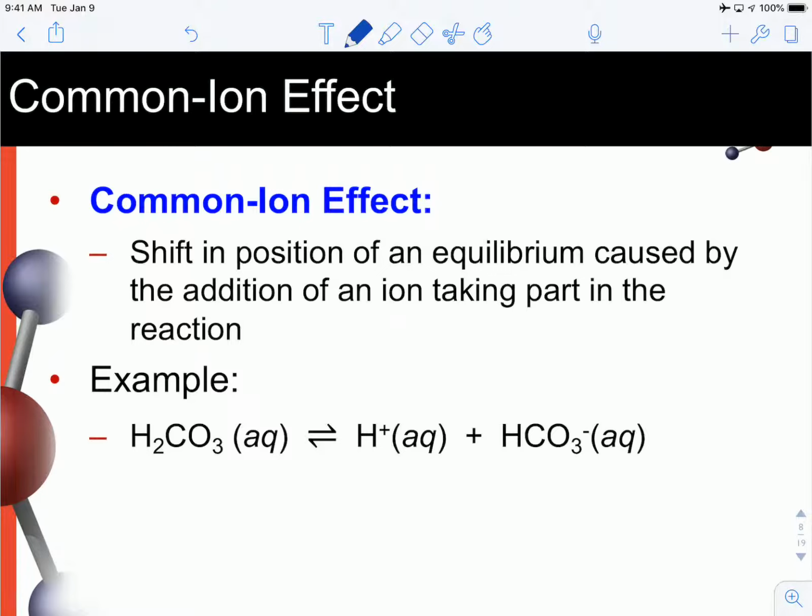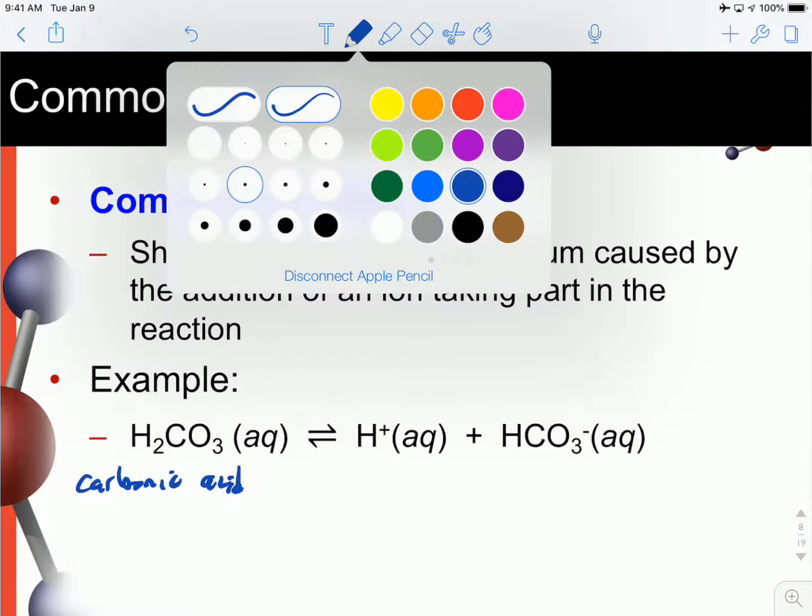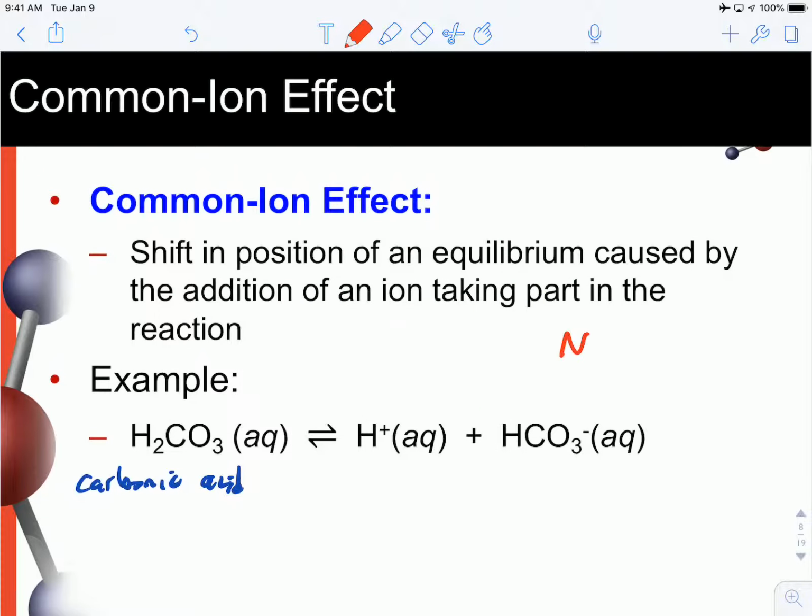And this is carbonic acid. That's the acid responsible for making natural rainwater actually acidic, and we'll talk about that in class. It goes to H positive plus HCO3 minus. Now, let's say I'm going to add to this solution sodium bicarbonate, which is baking soda. What do you think is going to happen?